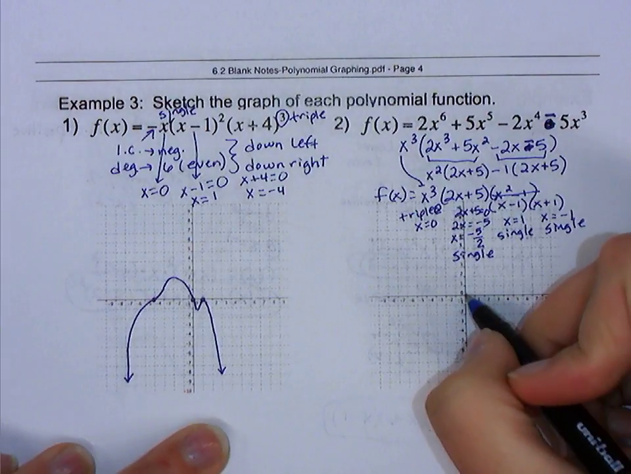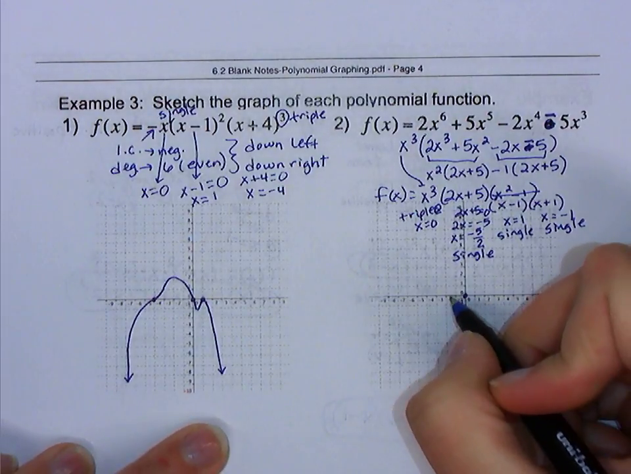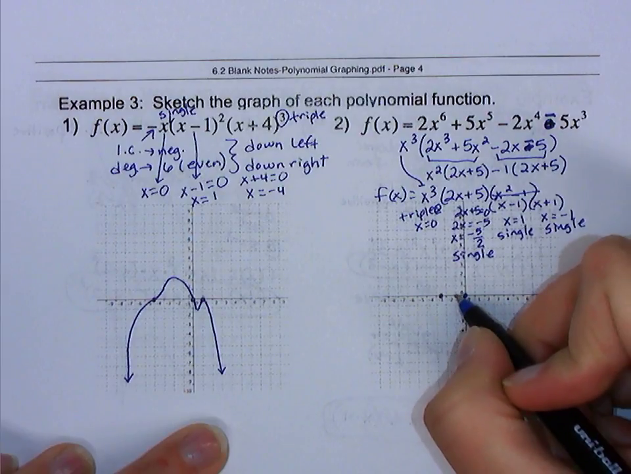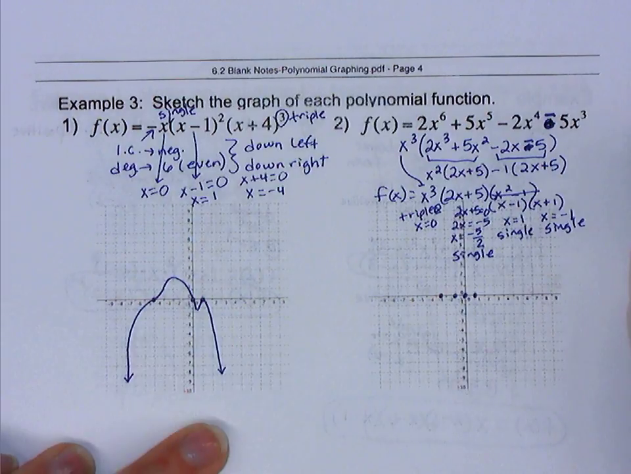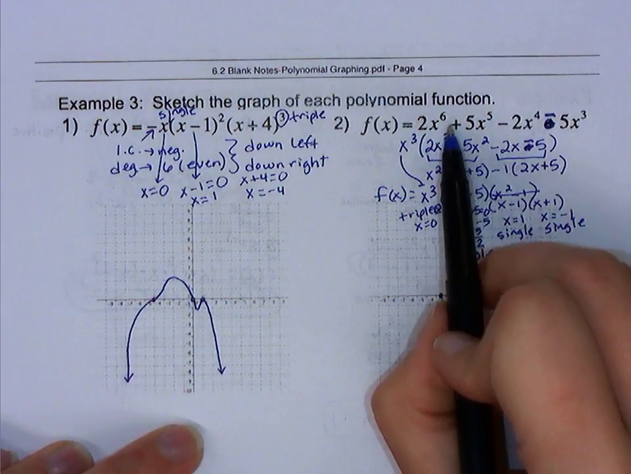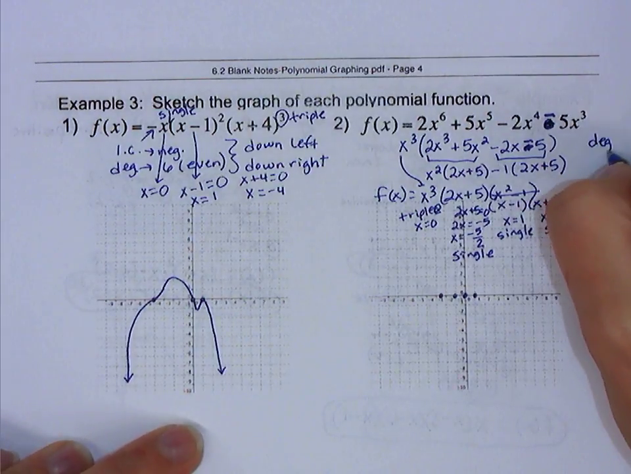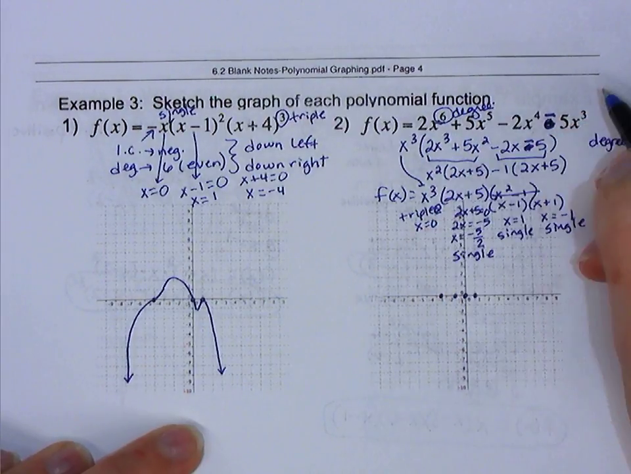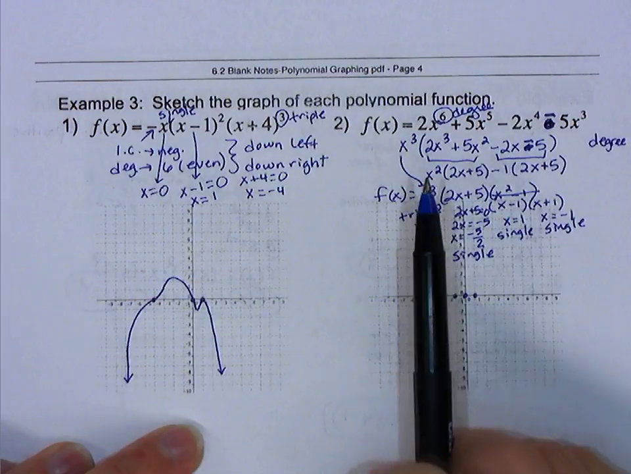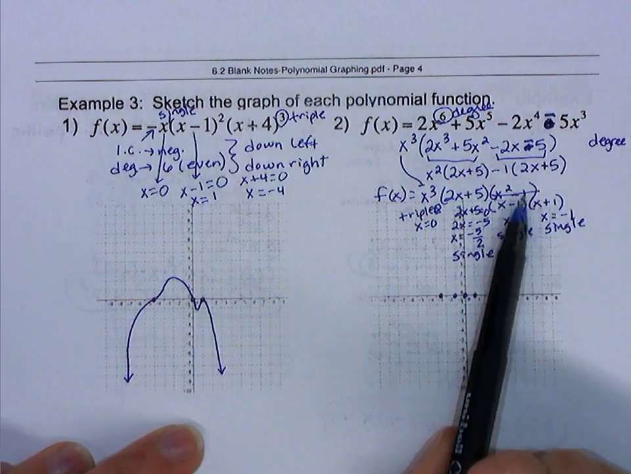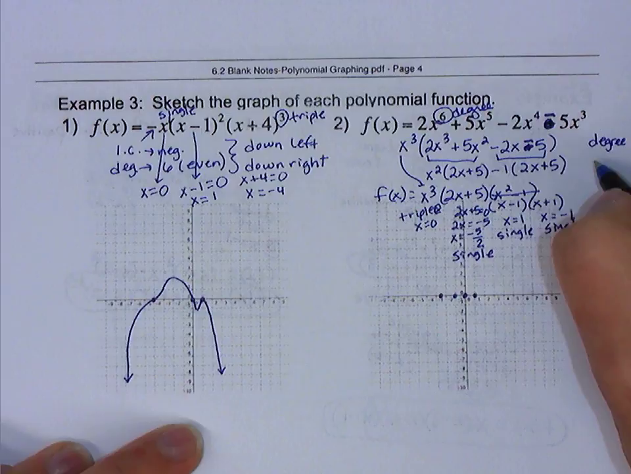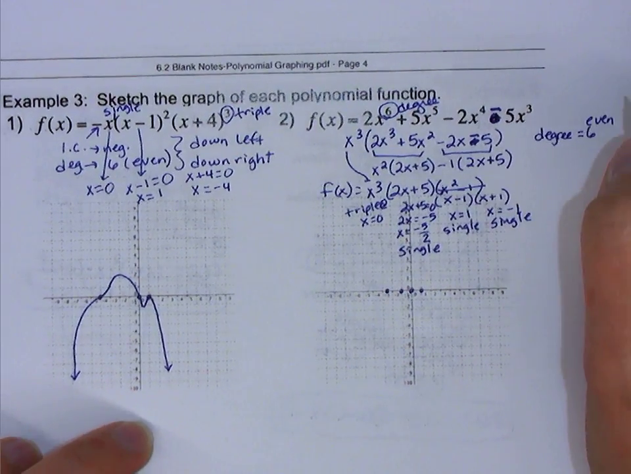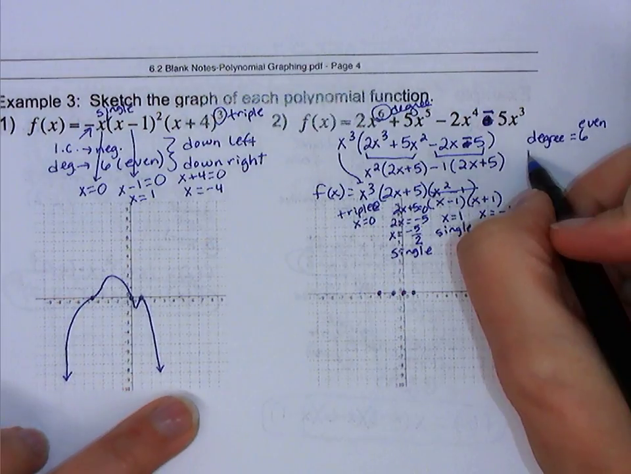So let's see, I'm going to mark 0. Negative 5/2 is negative 2.5. 1 and negative 1. Okay, and then my degree was even. Since it was not factored, I just take the highest power. That's my degree. If it's factored, you just add the powers. So 3, 4, 5, 6. You still get 6 either way. And that's even. And then the leading coefficient is positive 2.